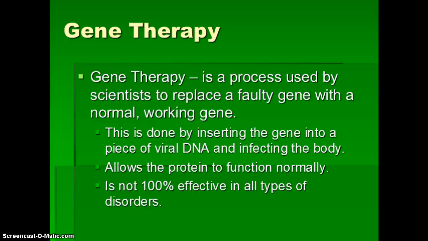The last 2 pieces on here, again, the whole point of this is just gathering information and then asking, okay, what can we do with this information now? That's what scientists, the medical profession, have been looking at, now that we're starting to understand where genes are located, what can we do about it? Well, one of the things they've been working on is gene therapy. Gene therapy is a process used by scientists to replace a faulty gene with a normal working one. What they do is they insert the gene into a piece of viral DNA and basically begin infecting the body. And what that does is it allows those proteins to function normally.